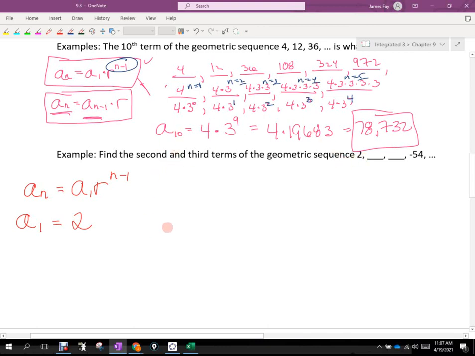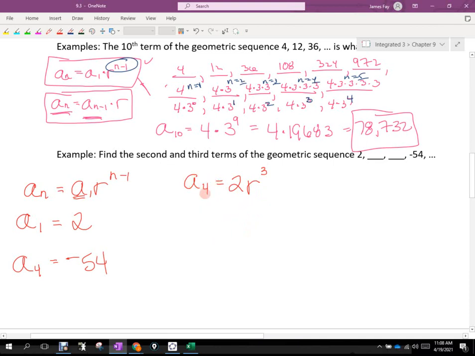Okay. And we know a sub 4 is negative 54. So what we can do is create this idea that a sub 4 equals a1. Do I know what a1 is? It was 2. Times r raised to the n minus 1. Well, on the fourth term, what's n minus 1? Isn't it 3? Does that make sense?